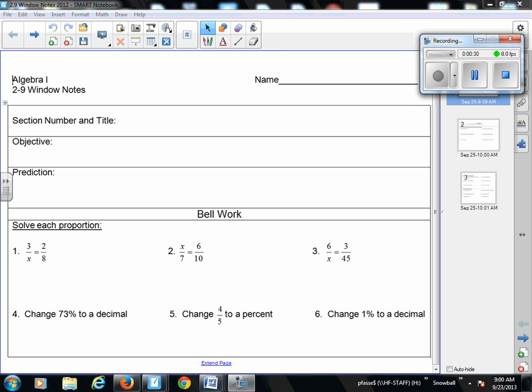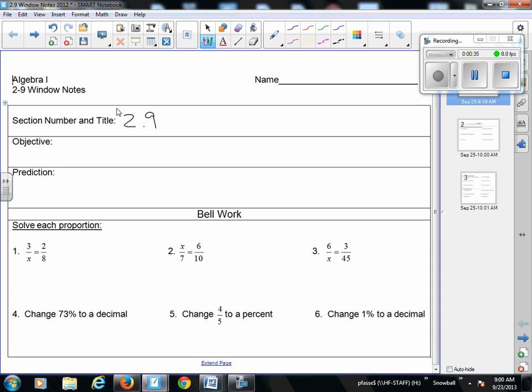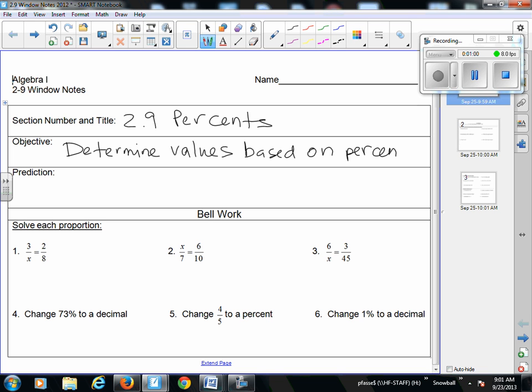real life problems. In any case, for our notes, this is section number 2.9, percents. The objective is determine values of some number. Determine values on percents, meaning we want to find this number is what percent of the other, or we know this number is what percent of some other number, or find the percents.